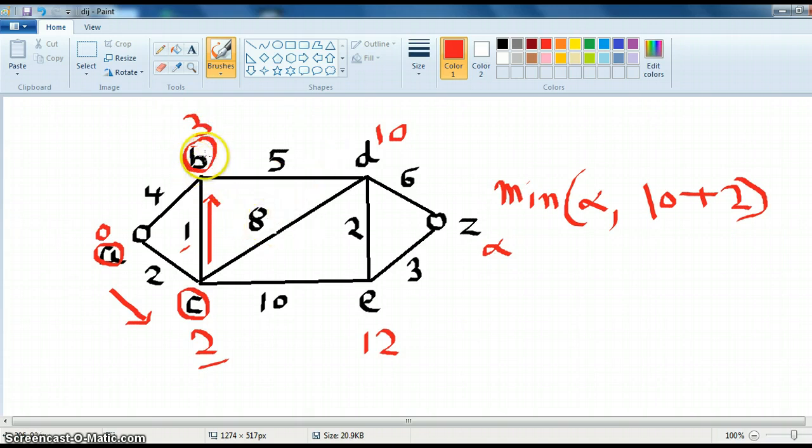The neighbor vertex of B is only D. So we'll update D. Let's check for D. The cost of B is 3, the cost between B and D is 5, and the cost of D is 10. So the minimum of 10 and 3 plus 5. Between 10 and 3 plus 5, which is 8, 8 is the minimum, so we'll update 10 with 8.